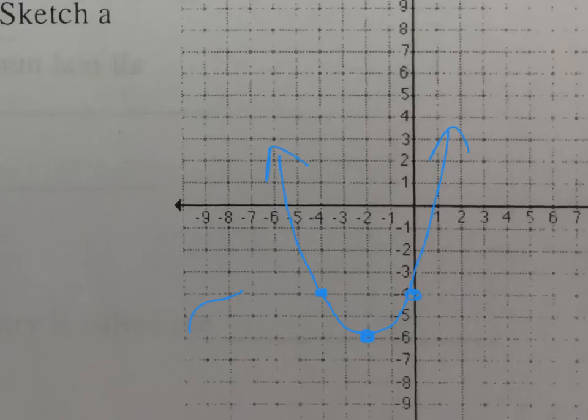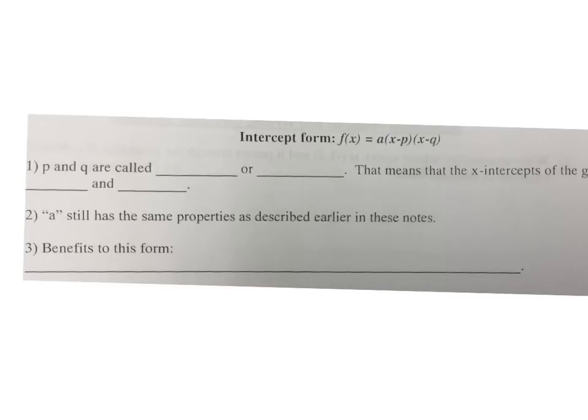So now we're going to look at intercept form really quick. P and Q are called the blank or blank. They are the roots.